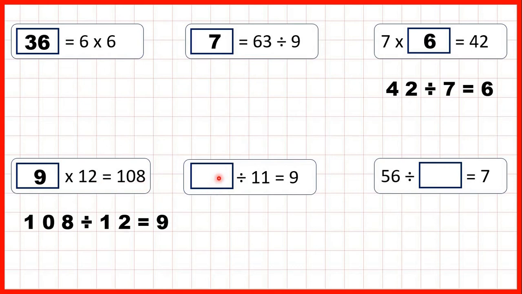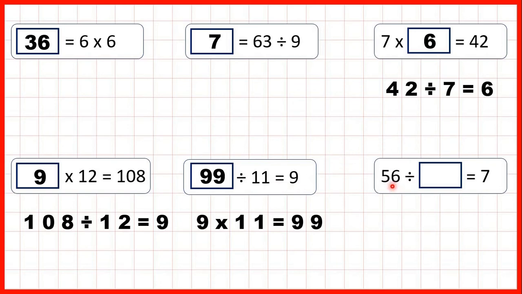Now we have something divided by 11 equals 9. Now remember, division problems can be read backwards as multiplication problems. So to find our missing number, we can multiply 9 by 11. That's 99. So we know that 99 divided by 11 must be 9.